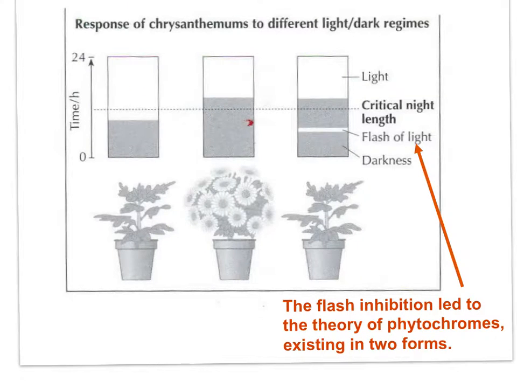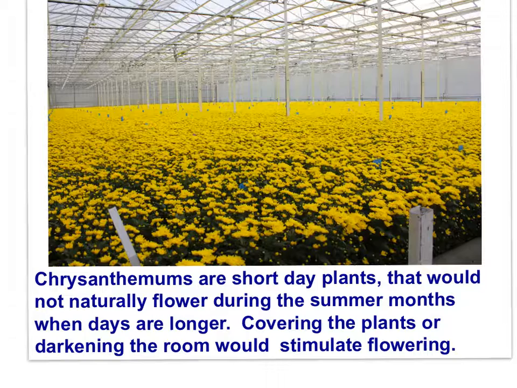The flash experiments with short day plants, keep this in mind, led to the theory involving the role of phytochromes in flowering. As a result of the flash of light, phytochrome far red was formed rapidly and inhibited flowering in the short day plants. The theory is better understood today.